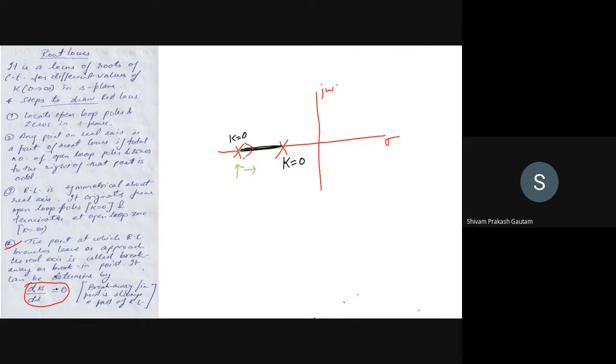So this starts from here and this starts from here, and randomly I'm drawing that this root locus branch will leave like this, and this root locus branch will leave like this, right? So this point will be called the breakaway point.